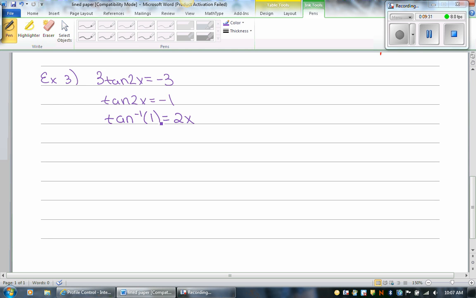So we know that tangent is equal to a positive 1 at pi over 4, or 45 degrees. Okay, so if that has to equal 2x, and what I want is the angle x, I'm going to divide that by 2. Half of pi over 4 is pi over 8. All right? So now we have to go back and look at this. We know we're dealing with a negative tangent, so we're not going to be talking about that first quadrant, we actually want the second and the fourth quadrants.